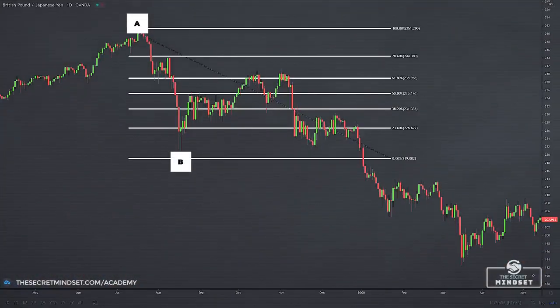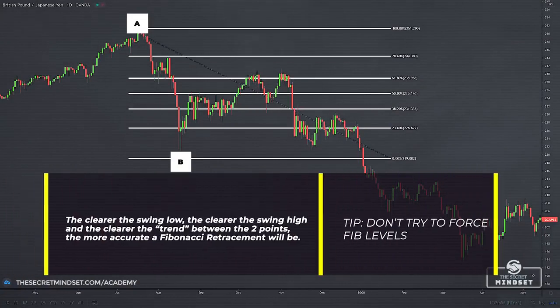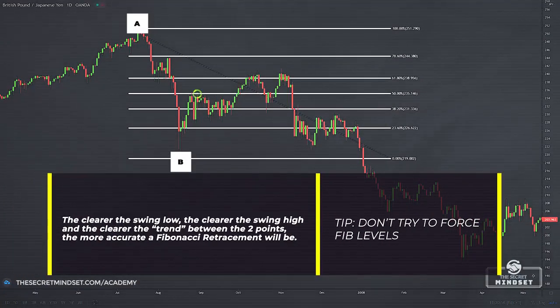At the very basics, the clearer the swing low, the clearer the swing high, and the clearer the trend between these 2 points, the more accurate the Fibonacci retracement will be. Also very important, don't try to force Fib levels. The best and most helpful Fibonacci retracements are those where you don't have to look long on a chart.